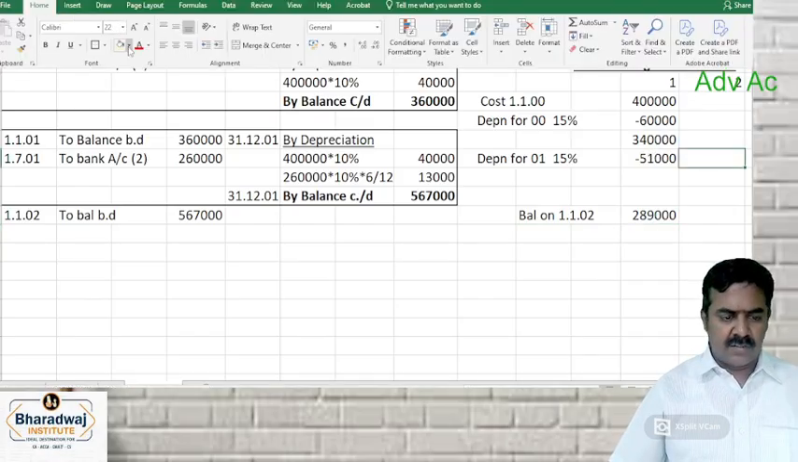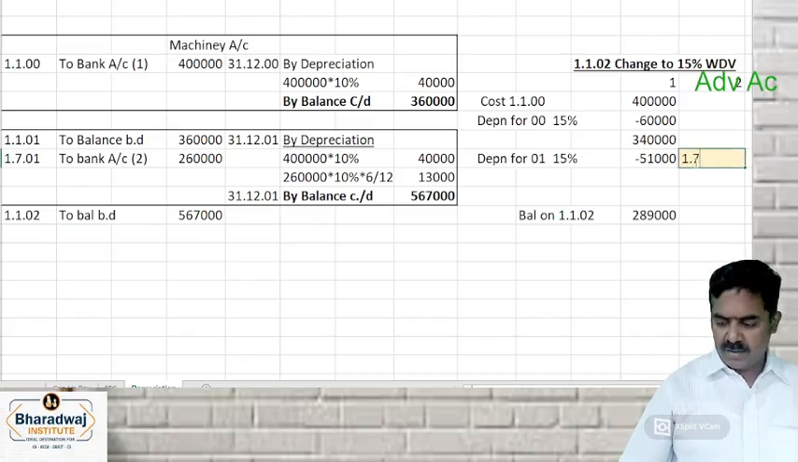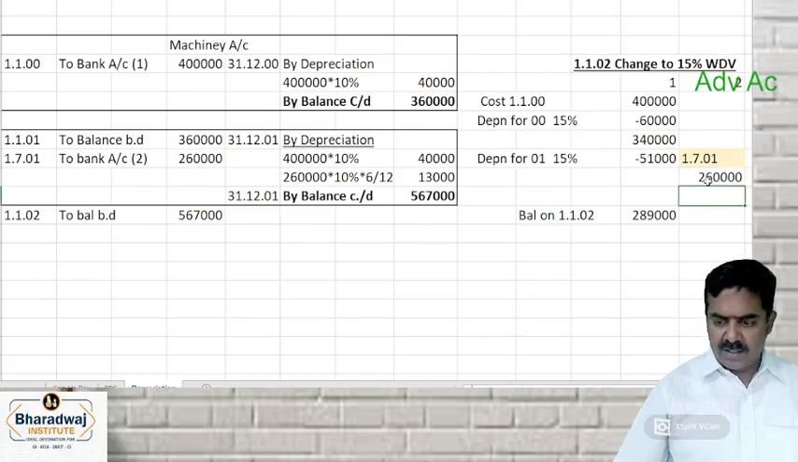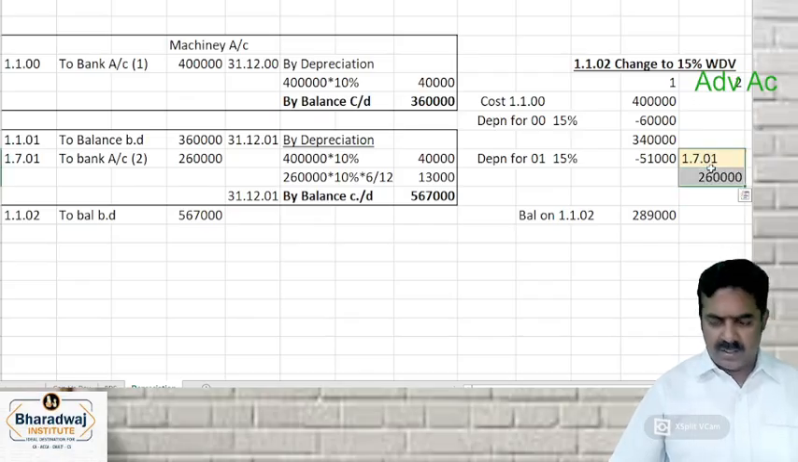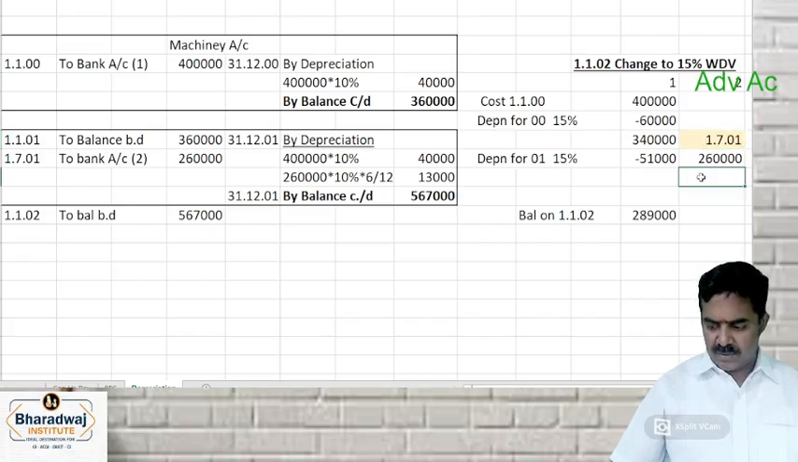Second machinery was just purchased last year. When did you purchase it? We purchased on 1/7/2001. For how much did we purchase? 2,60,000. Depreciation will be for this 2,60,000. How many months? For this 2,60,000 into 15% for how many months? 6 months.